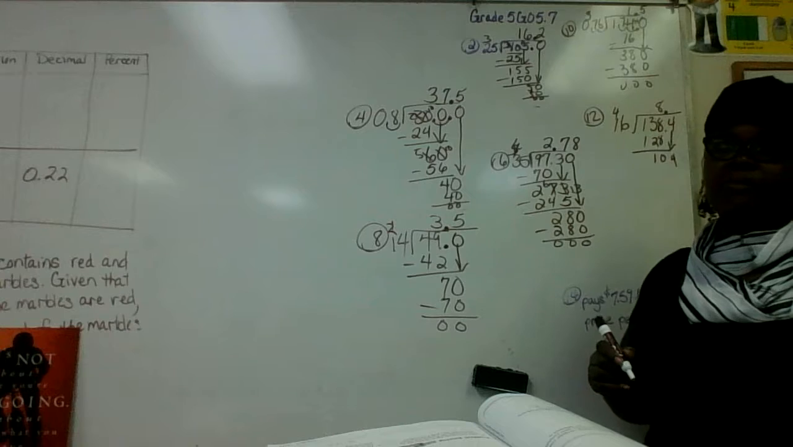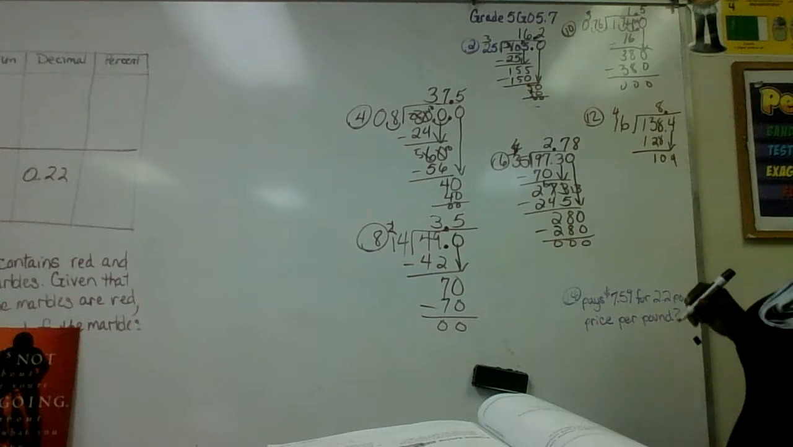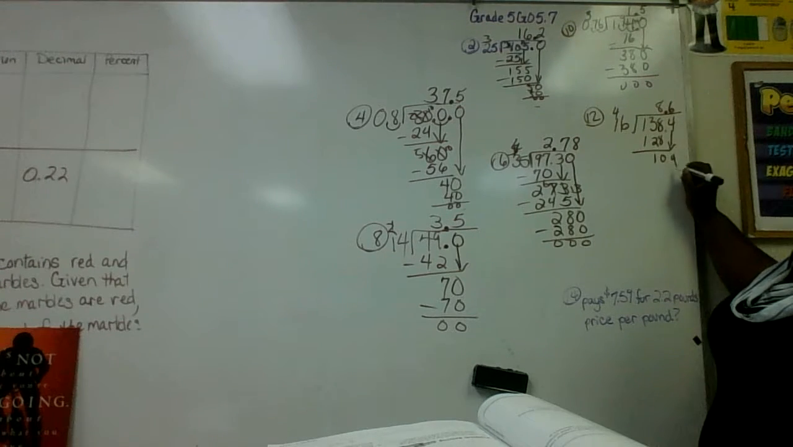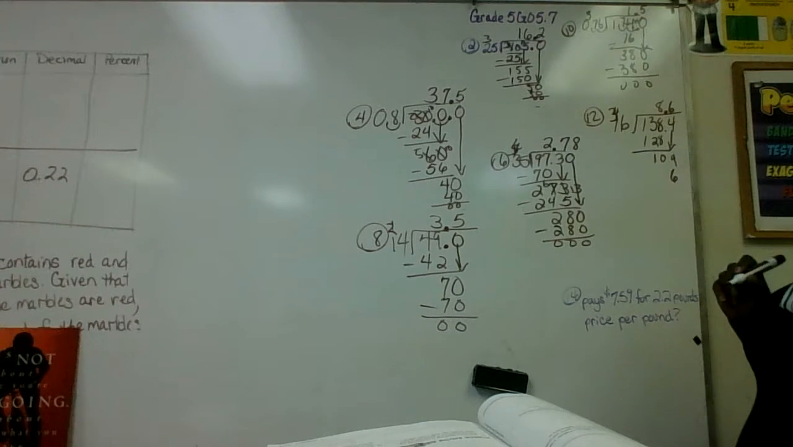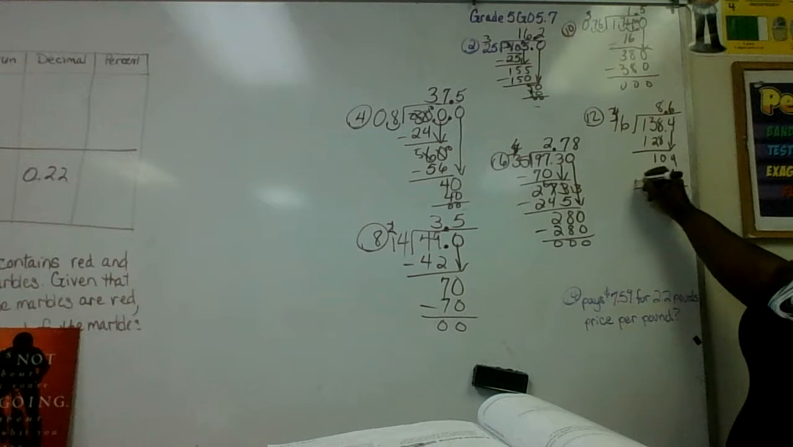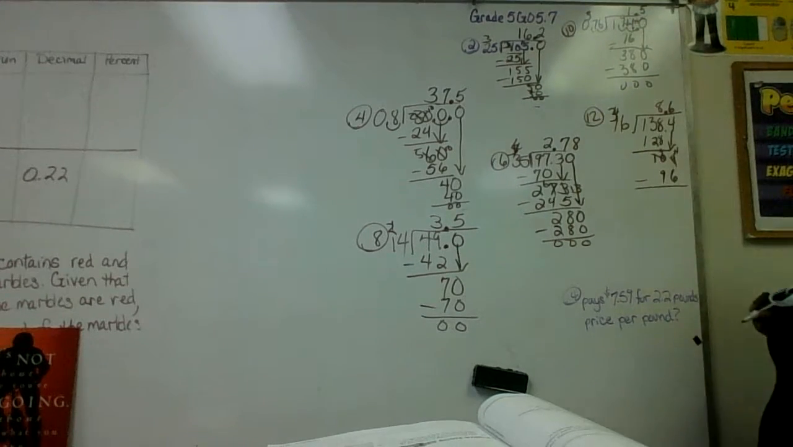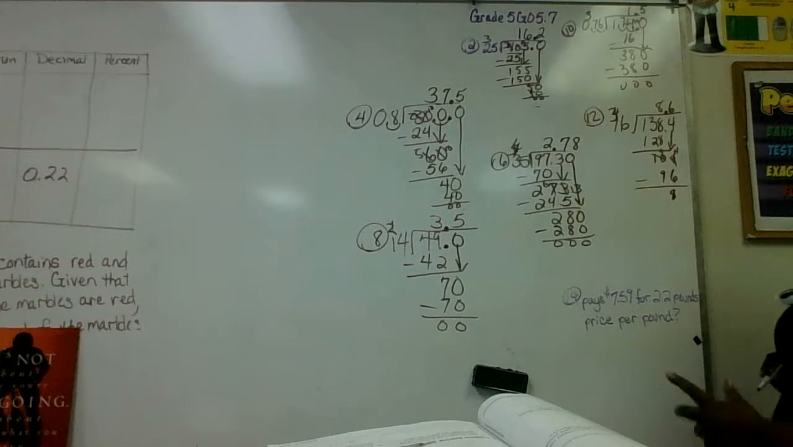The question is, how many 16s are in 104? The answer is 6. Put 6 here. 6 times 6 is 36. 6 times 1 is 6, plus 3 is a 9. Subtract. 14 minus 6 is 8. 9 minus 9 is 0.